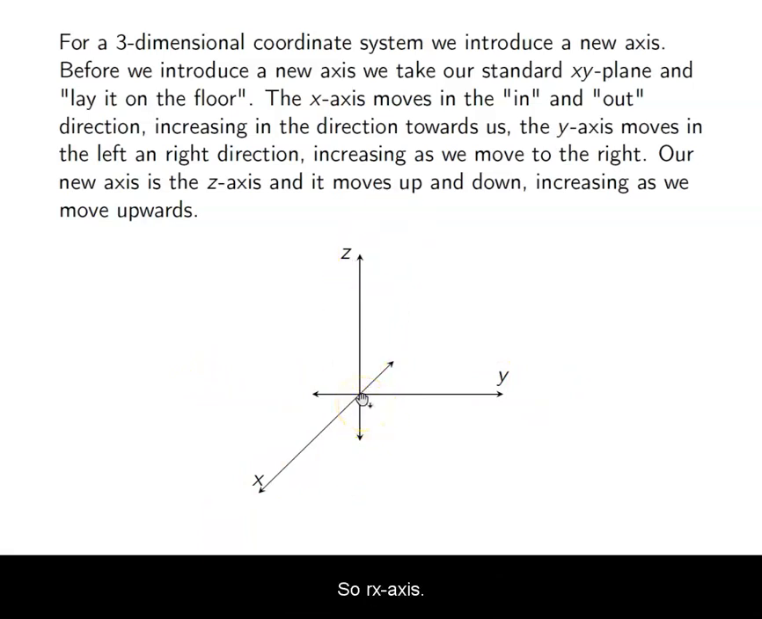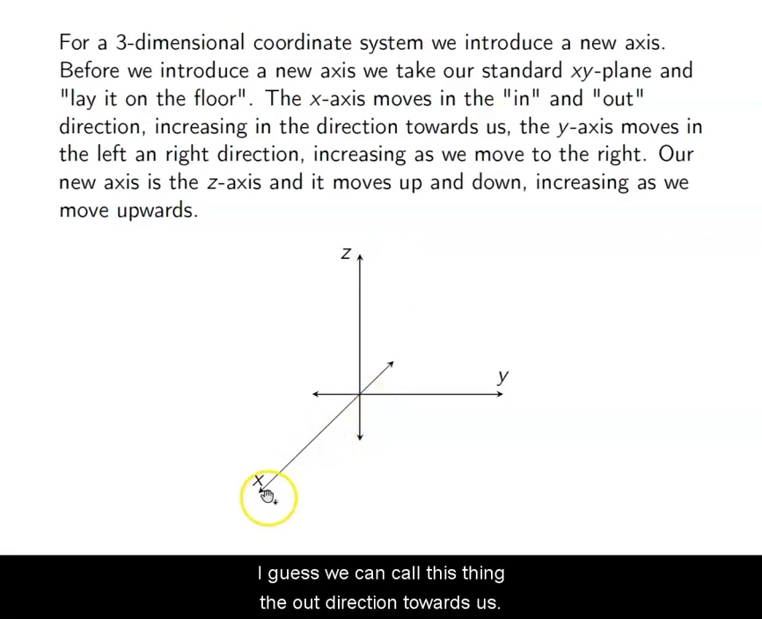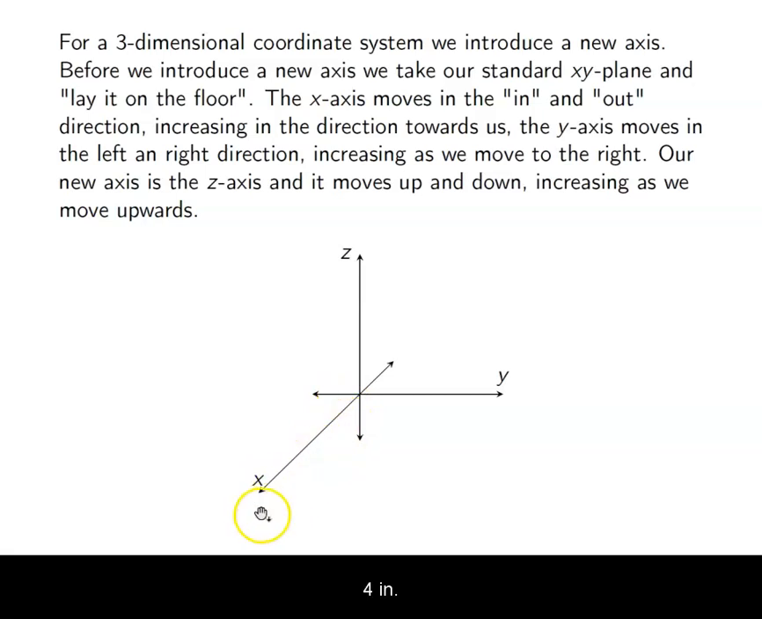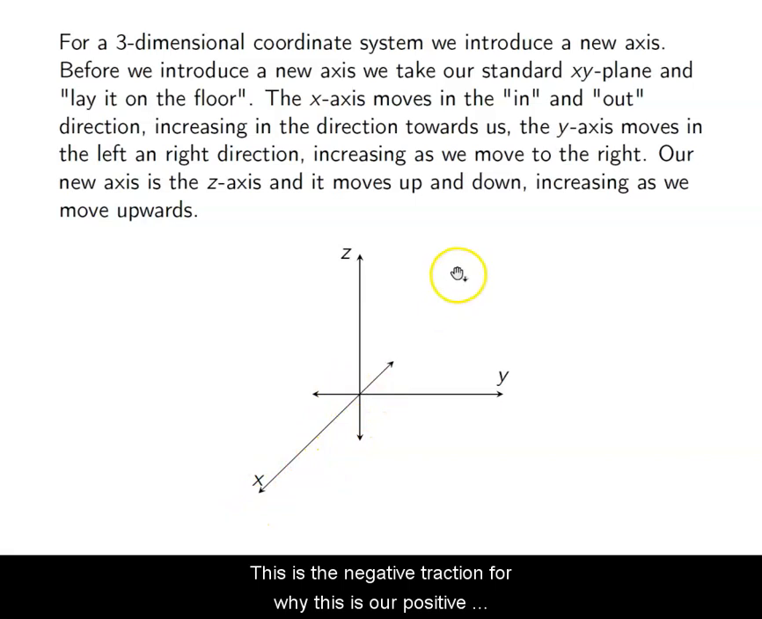For the X-axis, this direction towards us is the positive direction, and this is the negative direction. For Y, this is our positive direction and this is our negative, just as before, where this used to be X, it's now Y. Z downwards is negative, and Z upwards is positive.